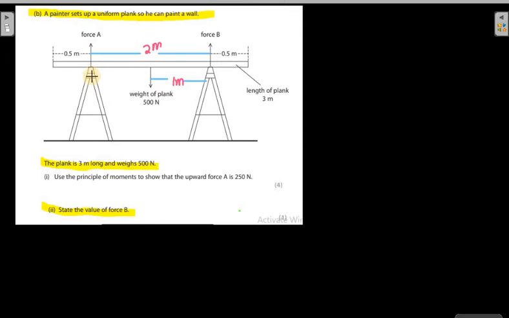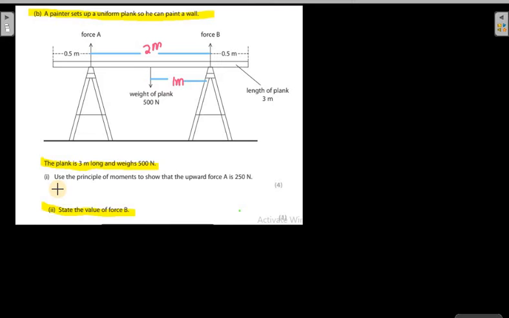At this point, the pole exerts a force A on the plank. At this point, the pole exerts a force B on the plank. These distances are 0.5 meter and 0.5 meter, and the length of plank is 3 meter. It means the distance between these 2 points is 2 meter. The weight of the plank, which acts at the center of the plank, is given as 500 Newton. Hence, the distance between B and center will be equal to 1 meter.